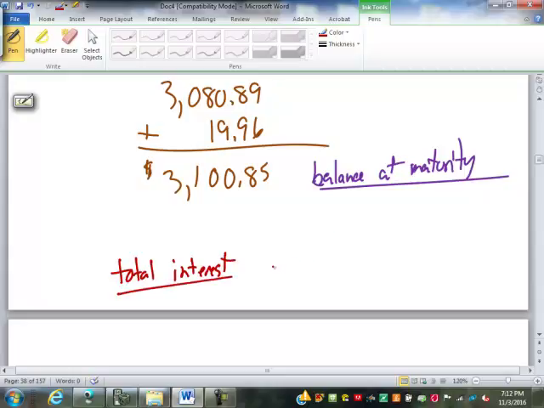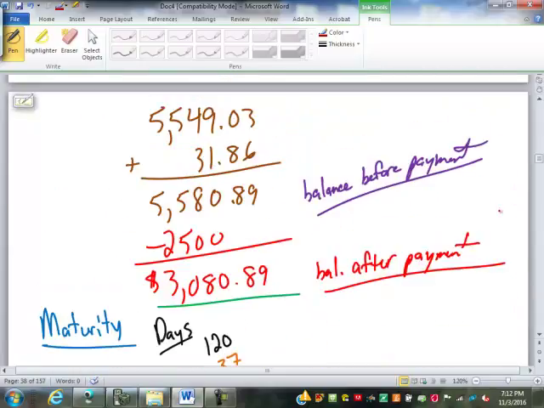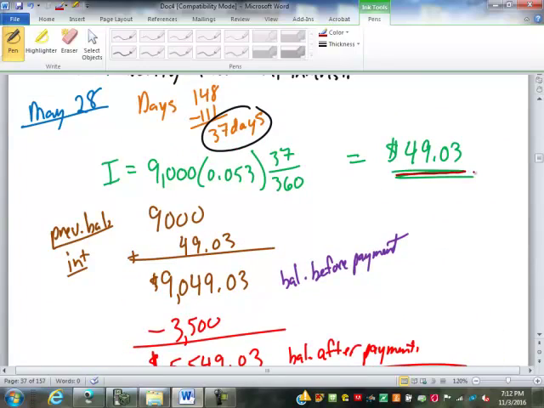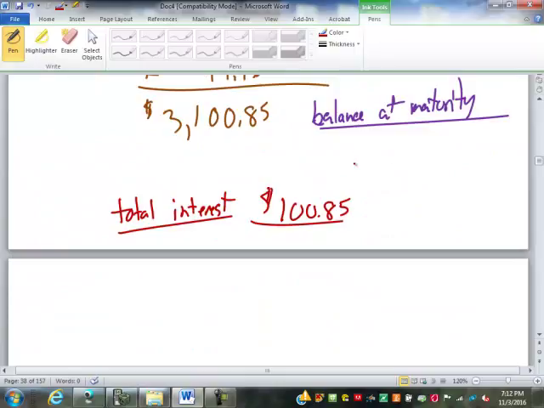Total interest paid. If I add them up, I've got $19.96, $31.86, and $49.03, which is $100.85 total interest. What do you think? Having fun yet? No?